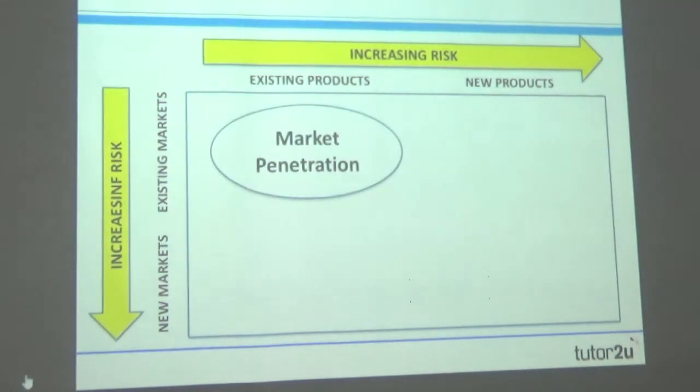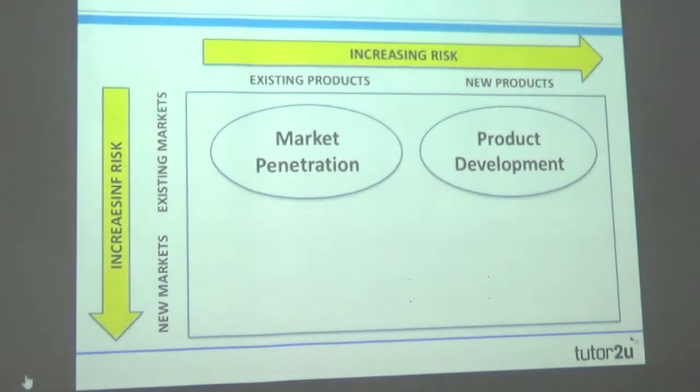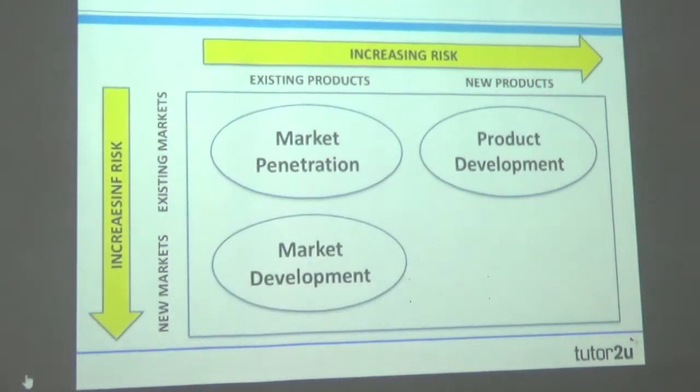The first of them is called market penetration. This is where the business sells existing products to existing markets. The second is called product development. This is where the business increases the risk somewhat by introducing new products but trying to sell them to existing markets and customers. The third part of the Ansoff matrix is called market development. This is where the business decides to use its existing products but tries to find new customers for them in new markets.